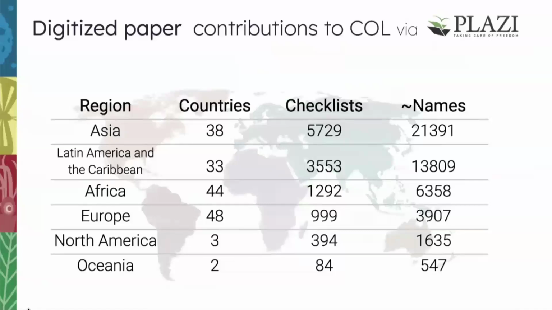And very interestingly, Asia, Latin America, the Caribbean, and Africa are the regions that have more checklists and more names being added. So then, together with the world, the managements, and the molecular registers plus Plazi, we can actually get a good geographical coverage. Of course, there's still a lot of work to be done to really not have gaps, but we see progress with this combination of sources.